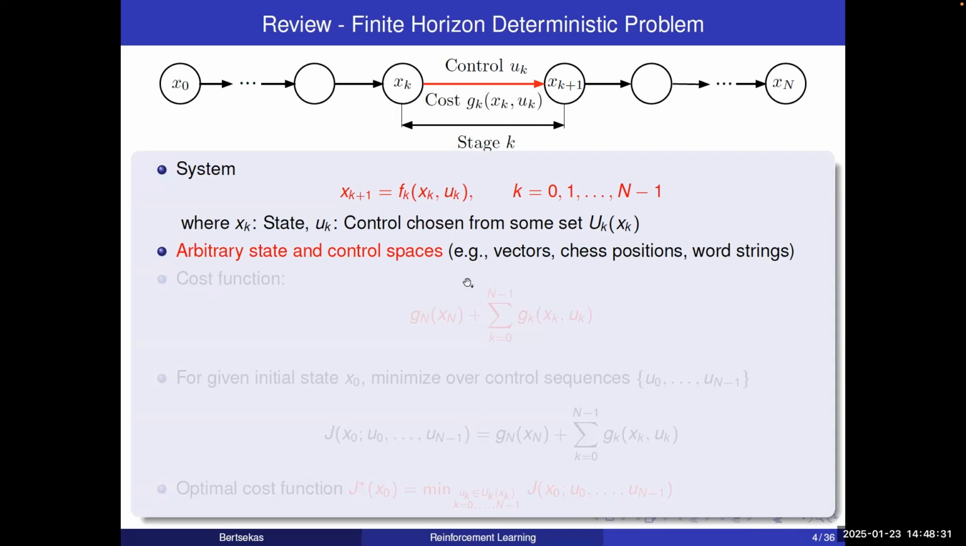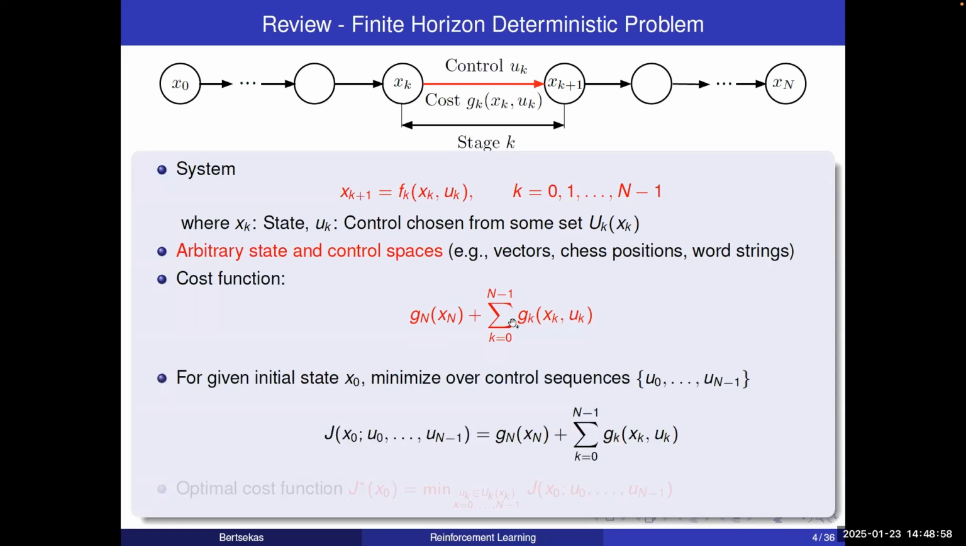And when you go from xk to xk plus 1 under the influence of control uk, you incur a cost, which we denote by gk(xk, uk). And our cost function is the accumulation of the stage cost over the n periods. And then there's a terminal cost at the end that depends on the final state. So this is what we want to optimize over all controls.